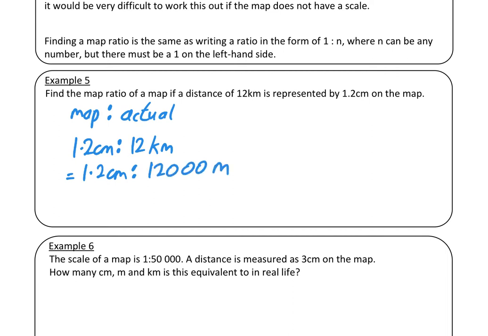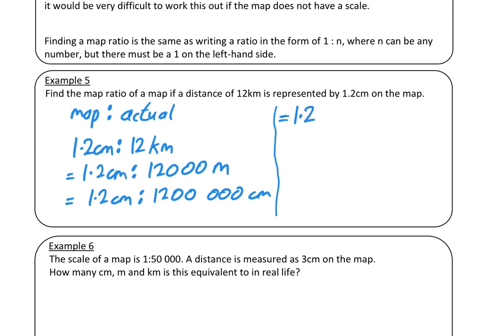So you can see what I've done here is I've rewritten my 12 kilometers as 12,000 meters. I can't get rid of my units yet because they're still not the same. So I've still got 1.2 centimeters, 2, and then to get this into centimeters, I will need to multiply it by 100. So that becomes 1,200,000 centimeters. And now my units are the same, so I can now get rid of it.